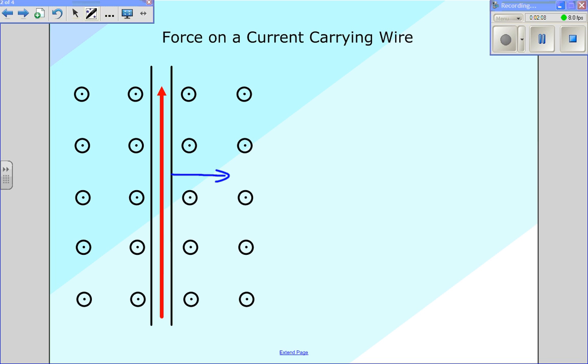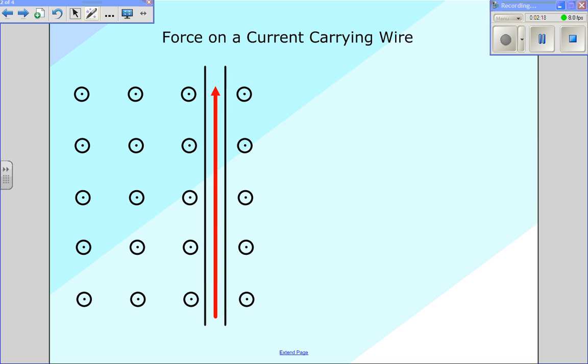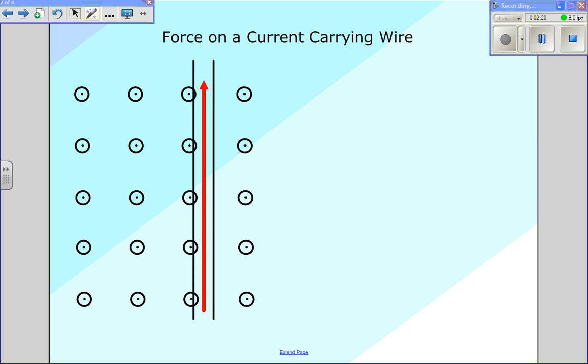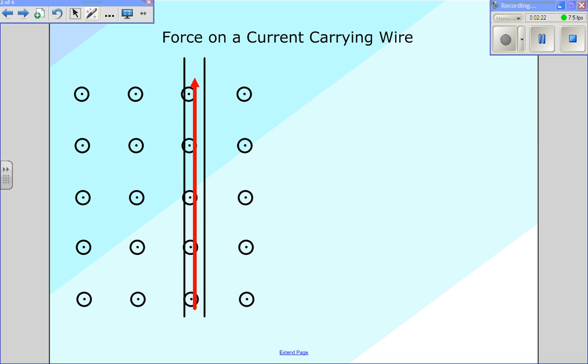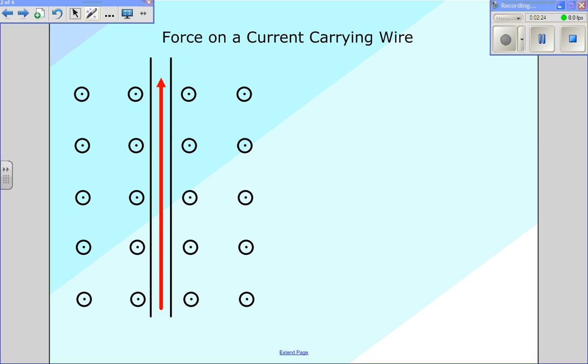Not so bad. Just do the same thing that you do for positive charges, but instead of your index finger being the velocity of the charge, your index finger is going to be the direction of the current. And this wire would move that direction. Okay, to the right.